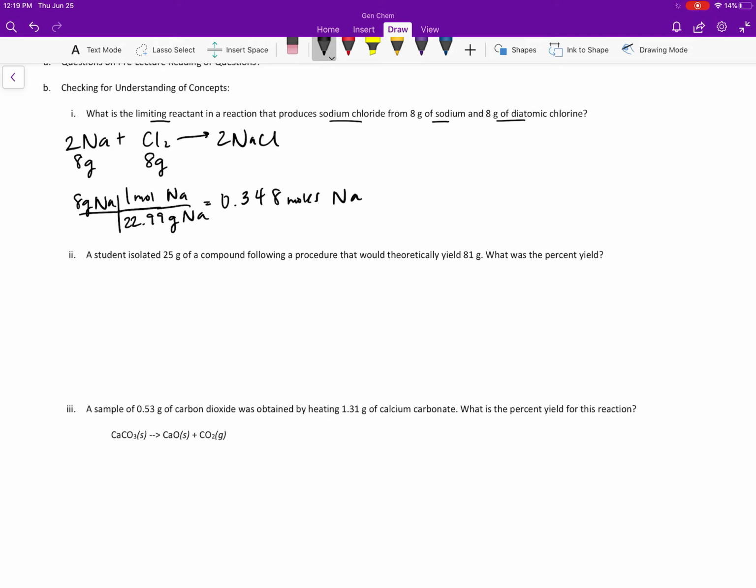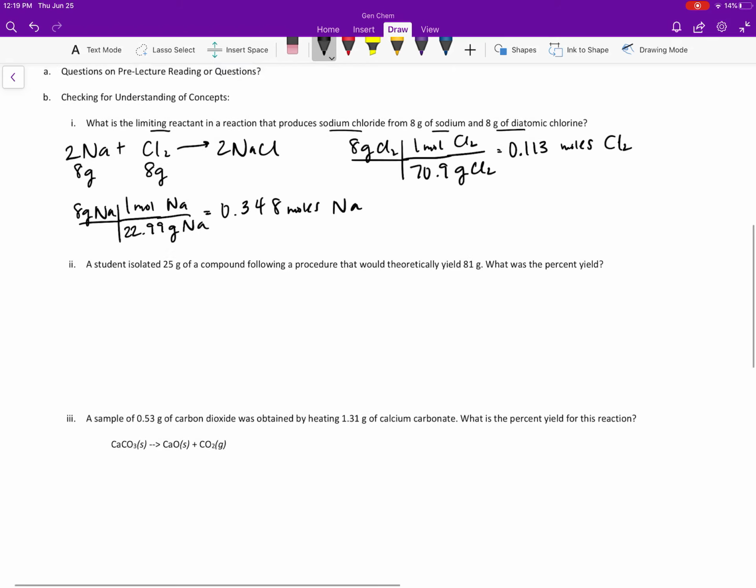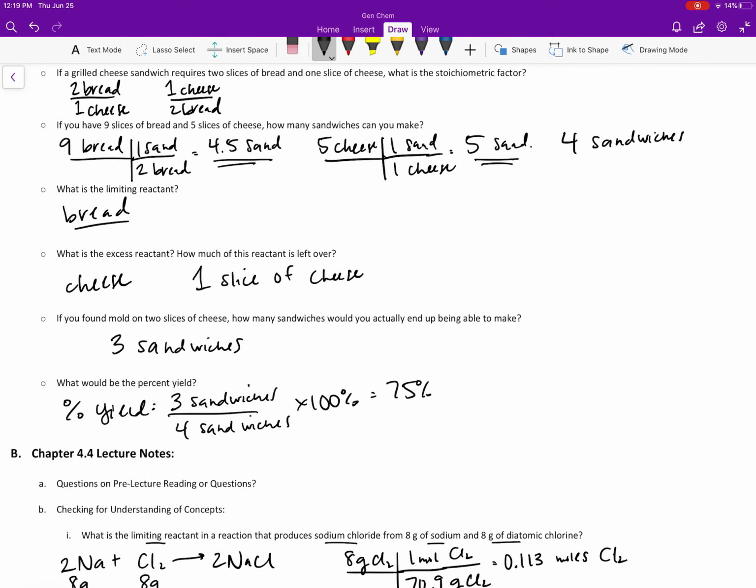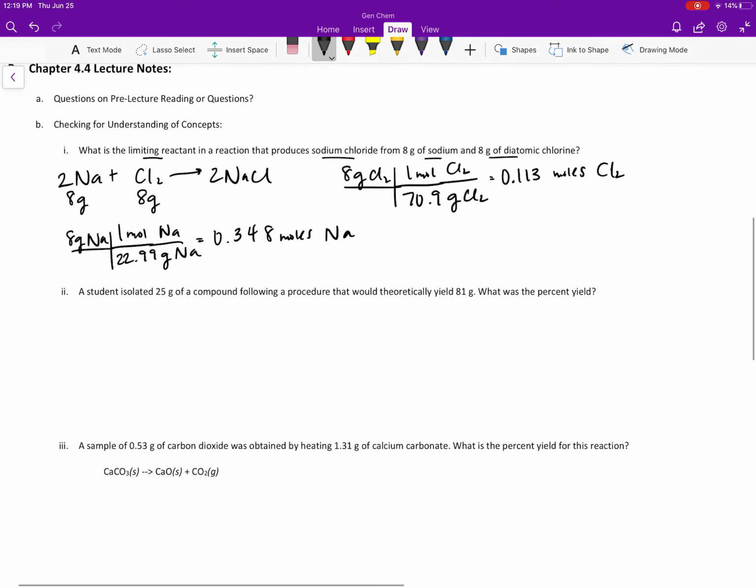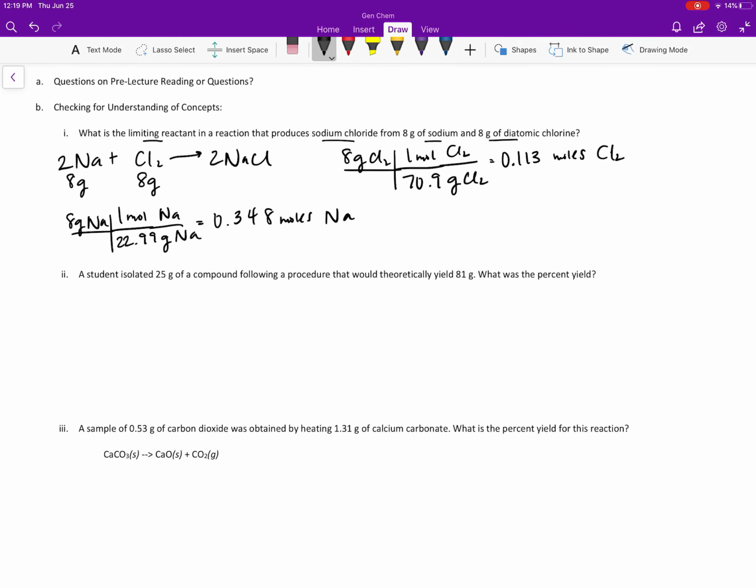Then I'm going to convert my grams of chlorine to moles of chlorine, and that's going to give me this many moles of chlorine. Now it's not enough to compare moles of sodium to moles of chlorine, because I need to compare, like I did up here, how many sandwiches I can make, or basically put them in the same units. They either both have to be in moles of chlorine or both in moles of sodium.